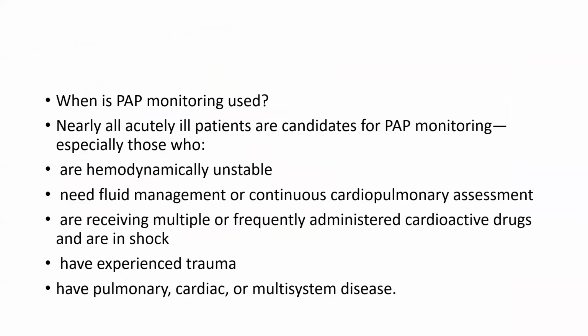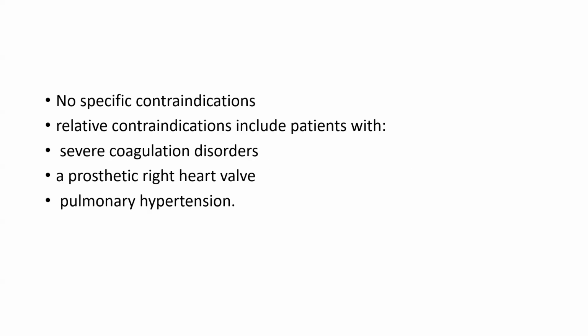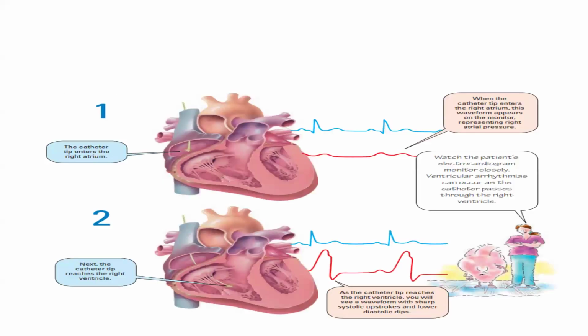When pulmonary artery pressure monitoring is used, nearly all acutely ill patients are candidates, especially those who are hemodynamically unstable, need fluid management and continuous cardiopulmonary assessment, receive multiple and frequently administered cardioactive drugs, are in shock or have experienced trauma, and those with pulmonary, cardiac, and multisystem disease. Some patients require special precautions during insertion and use, including those with left bundle branch block and those for whom systemic infection would be life-threatening. There are no absolute contraindications, but relative contraindications include severe coagulation disorder, prosthetic heart valve, and pulmonary hypertension.